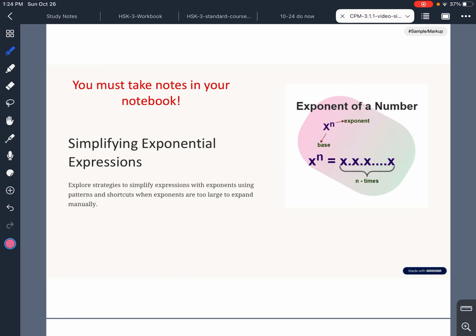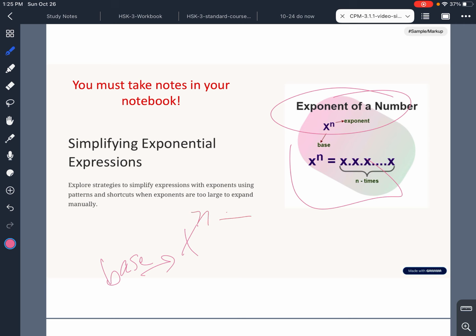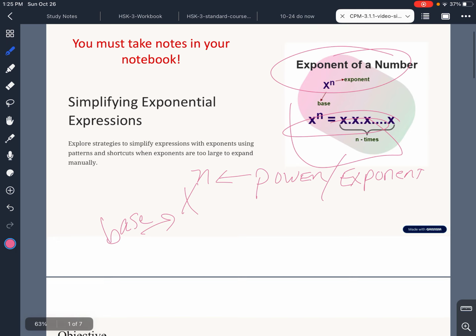So we need to know exponents are repeated multiplication. So I have my number here, which is my base. And up here is my power, or we can call it an exponent. Okay, so I'm going to multiply it by itself n times.